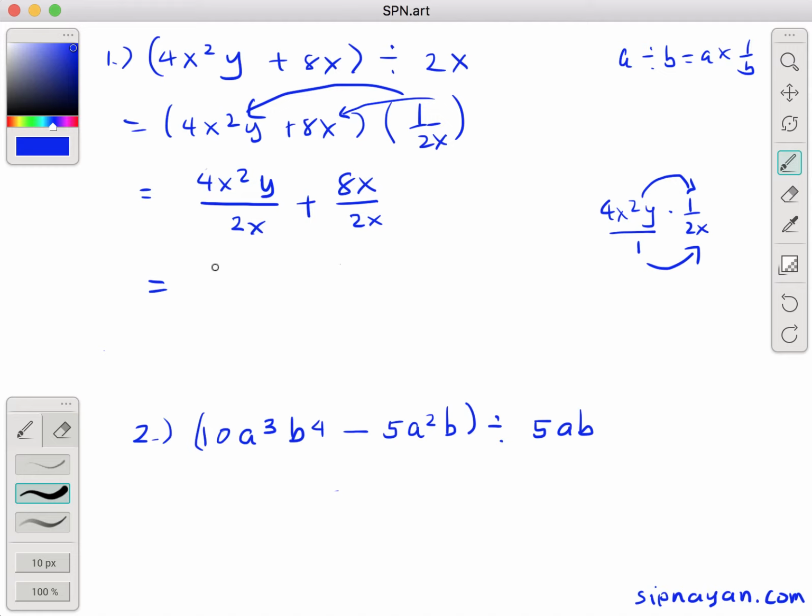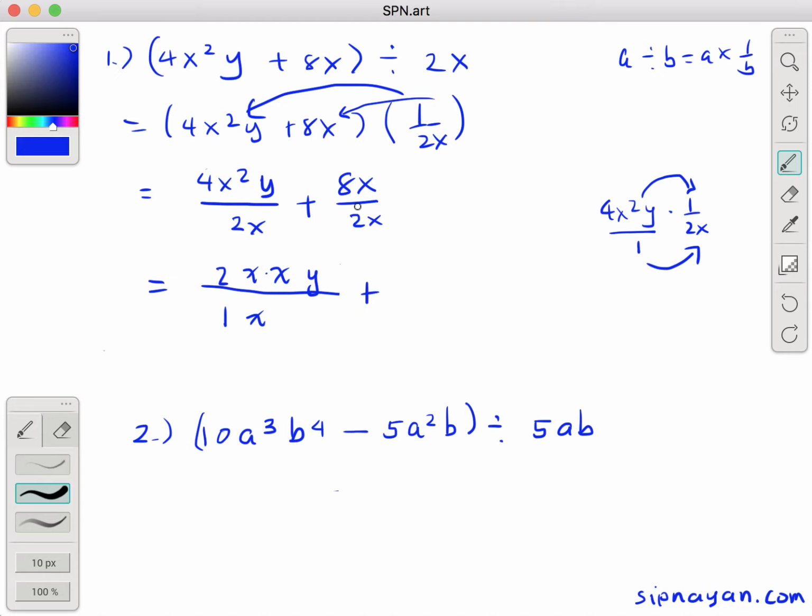So, ang greatest common factor ng 4 tsaka 2, we divide both the numerator and the denominator by 2. So, 4 divided by 2 is 2. And then, 2 divided by 2 is 1. Tapos, yung x squared natin is x times x, tapos meron na tayong x sa baba. And then, we have a y. Yan yung unang term natin.